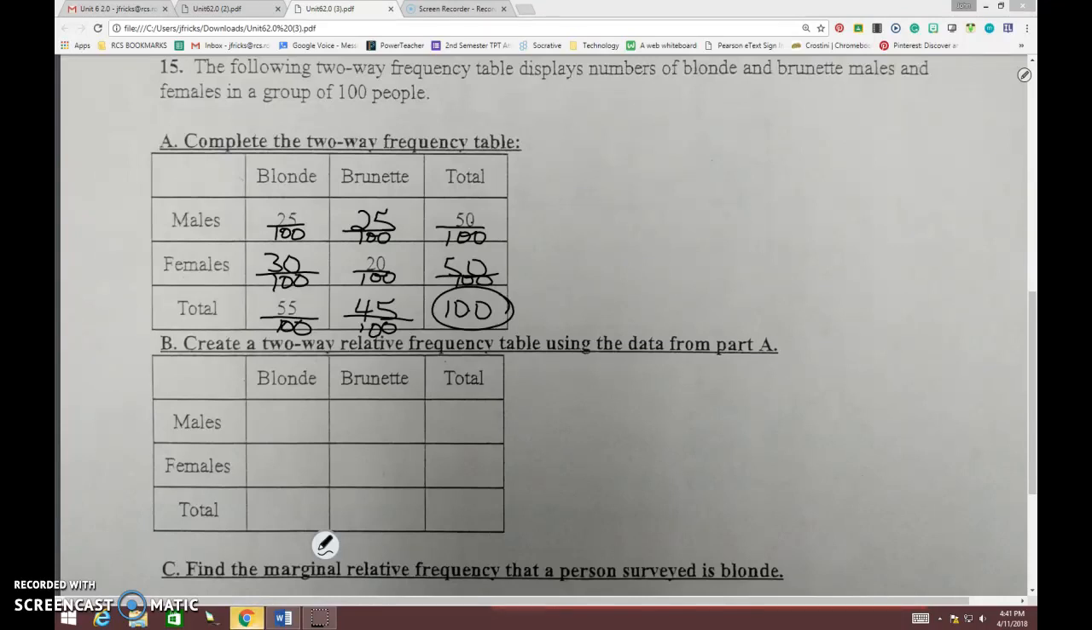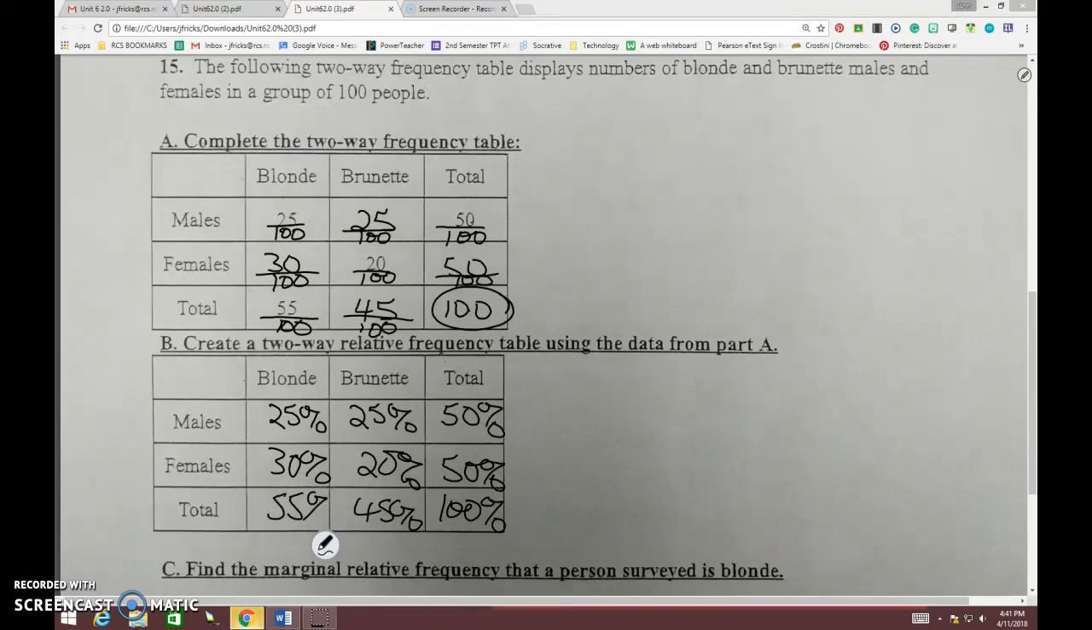So 25 divided by 100 is 25%. Same thing over here. 25 divided by 100 is 25%. Therefore, 50 divided by 100 is 50%. Same concept here. 50 divided by 100 is 50%. 100 divided by 100 is 100%. We've got 45 divided by 100 is 45%. 20 divided by 100 is 20%. 30 divided by 100 is 30%. And then the last one, 55 divided by 100 is 55%. So the percentages there are really easy to find as far as this problem goes.